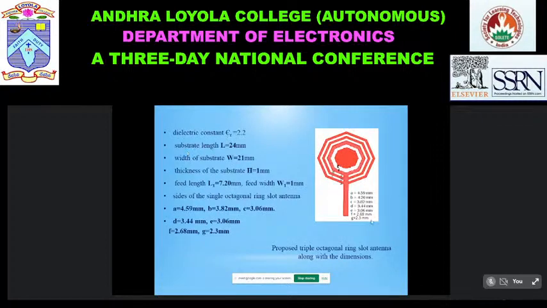These are the dimensions of the triple octagonal ring slot antenna. Dielectric constant of the Arlon dielectric is equal to 2.2. The length of the substrate is 24 mm, the width of the substrate is 21 mm, and the thickness of the substrate is 1 mm. Next, the feed line: this is the feed line, 7.20 mm, feed width 1 mm. These are the sides of this triple octagonal ring slot antenna, A, B to G, the sides of the triple octagonal antenna dimensions.